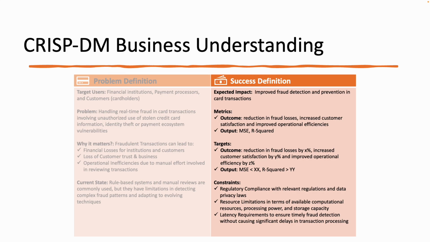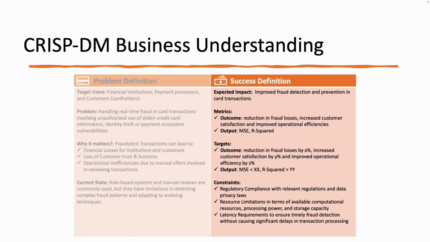From the success definition standpoint, let's look into the impacts of the work we're talking about. So firstly, what is the expected impact? Improved fraud detection and prevention in card transactions. What are the metrics? From the outcome standpoint, we're looking into reduction in fraud losses, increased customer satisfaction, improved operational efficiencies. And what's the output? It can be MSE or R squared.